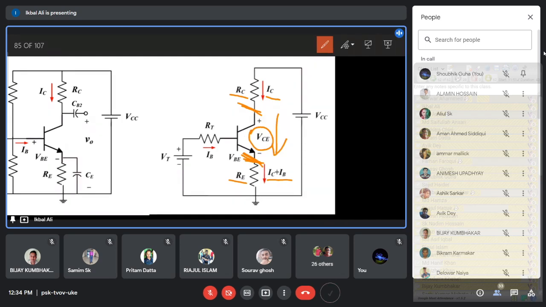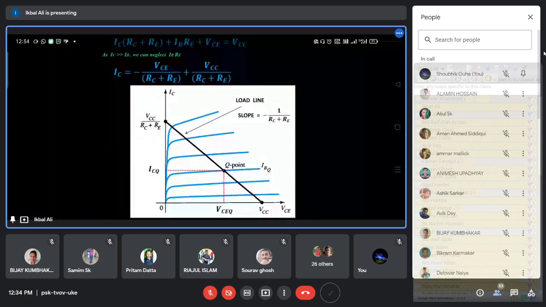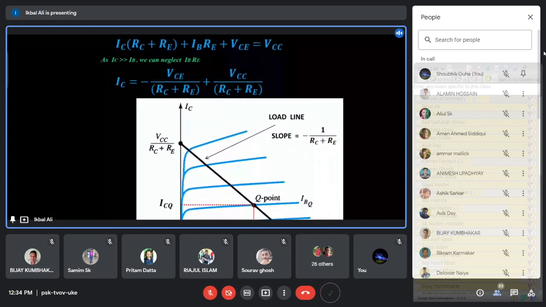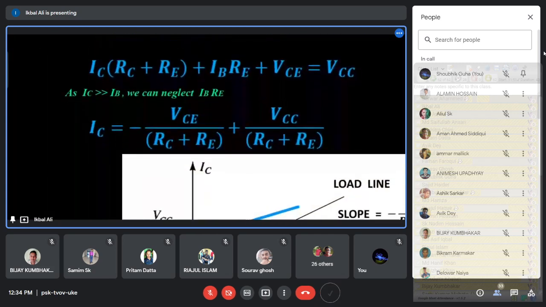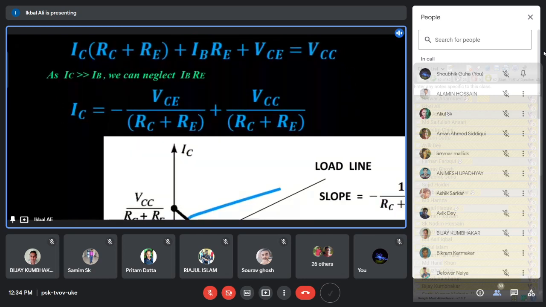Is that okay? So that should be your output loop KVL equation. This is your output loop KVL equation. You can see that. So this is your loop equation.